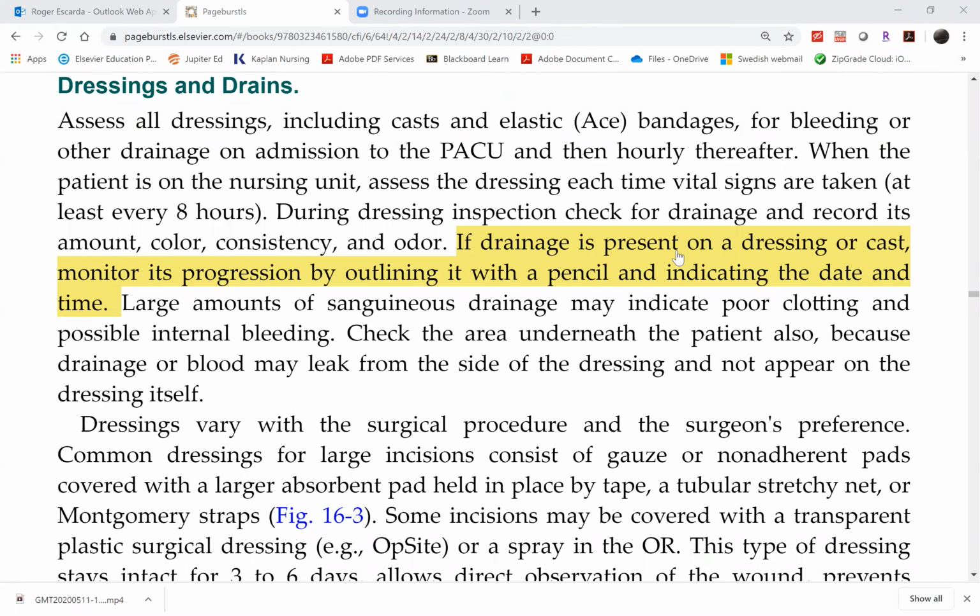So we can do it by outlining it with a pencil. Why only a pencil? Why not a Sharpie? Because wouldn't that seep in? Exactly. So that's a recommendation by the Wound Ostomy Care Nurses Association, that we should not use any ink, because ink can absorb and seep into the wet drainage and then contaminate the incision. So we can only use a pencil.